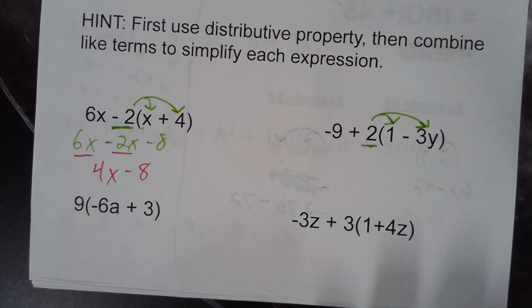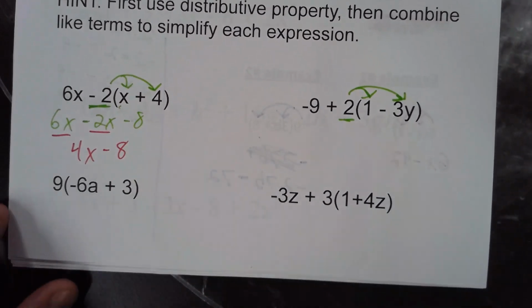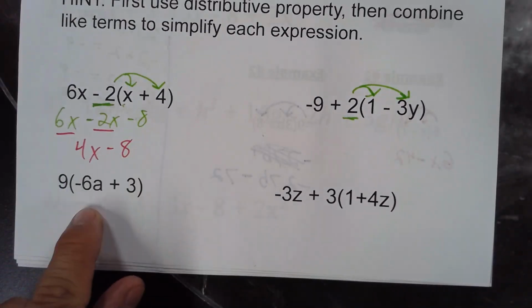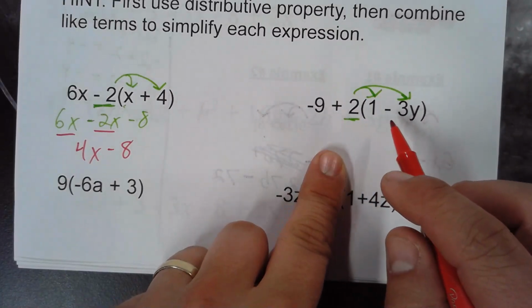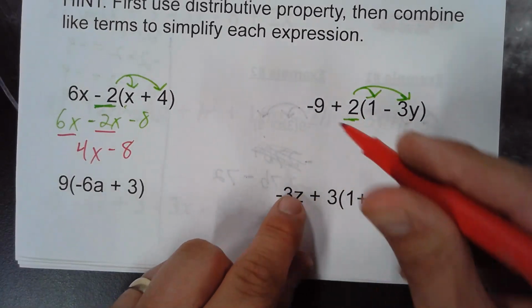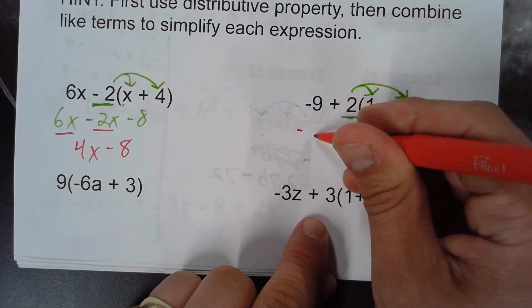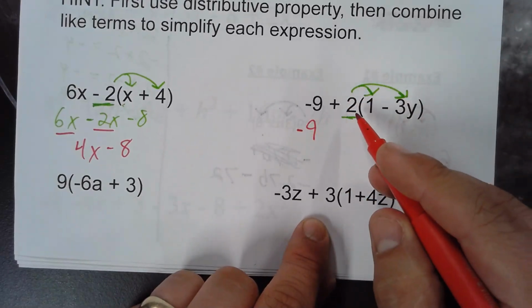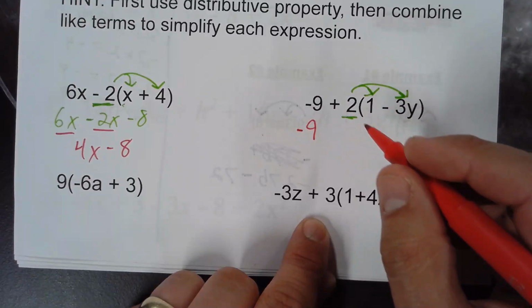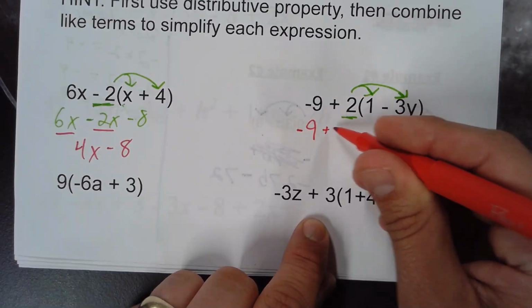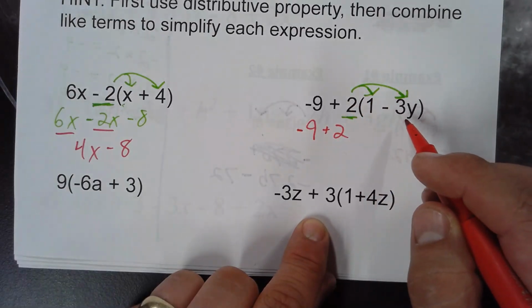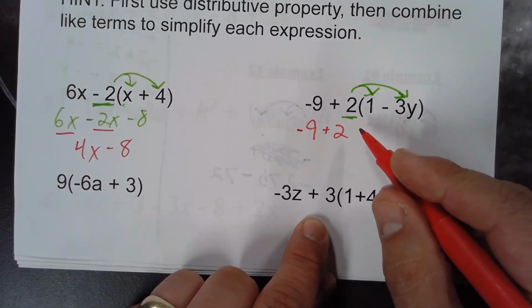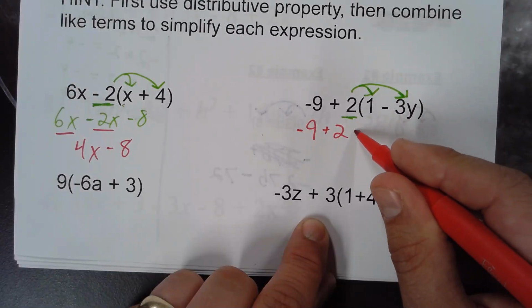We'll do this one together, and then let's try the next two on our own. Actually, that third one isn't too bad. Okay, negative 9 plus 2 times 1 minus 3y. So I'm going to bring down that negative 9. Then 2 times 1 is what? 2. Yep, so plus 2. And then 2 times negative 3y, negative 6y. Yes.